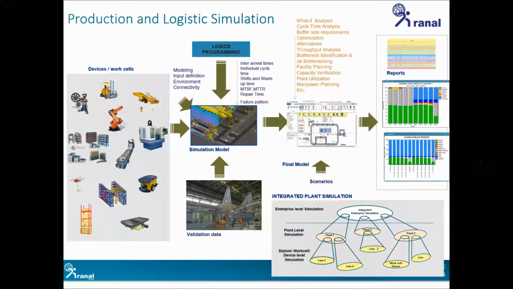Now you can also look at what are going to be your auxiliary system requirements. Look at your plant utilization levels, manpower planning, how many operators of a particular type do you need, what are the different types of skill sets that you need, and all this information you would get as outputs and scenarios.